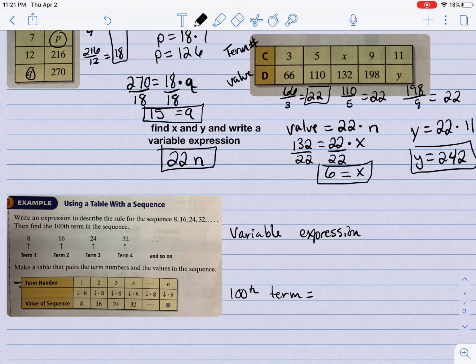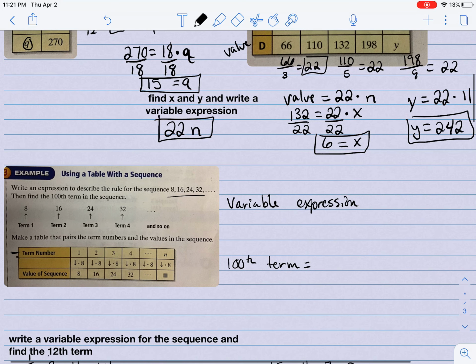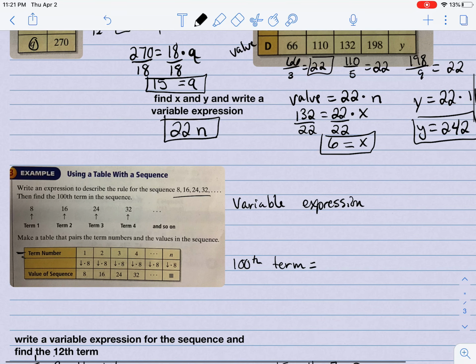Okay, so these were tables where they weren't sequential again for our n value or our term number. The next ones we're going to be looking at, we are going to find that that's going to be true, which makes it a little bit nicer in determining what that constant change is. Okay, so we want to write a variable expression and find the 100th term on this one.